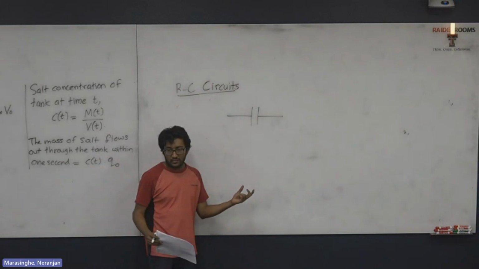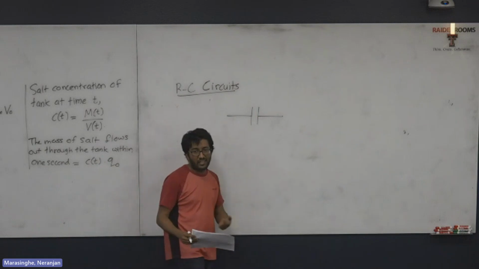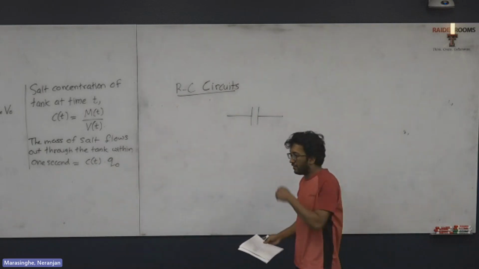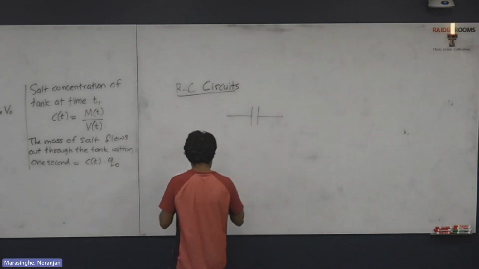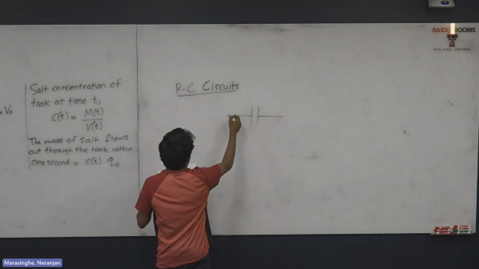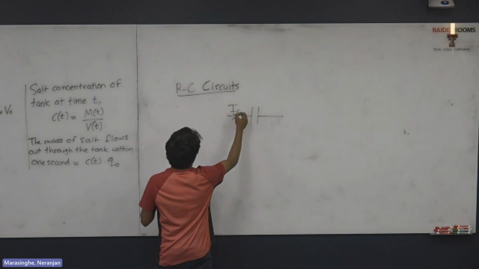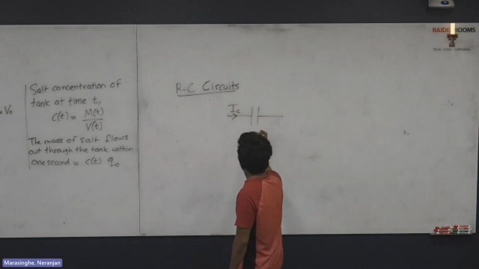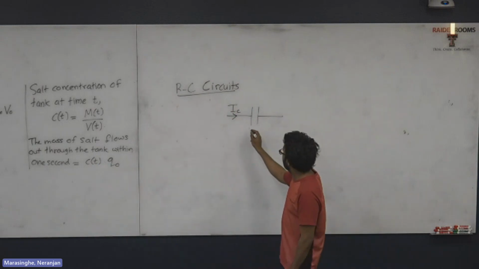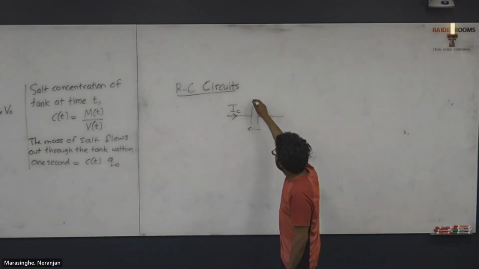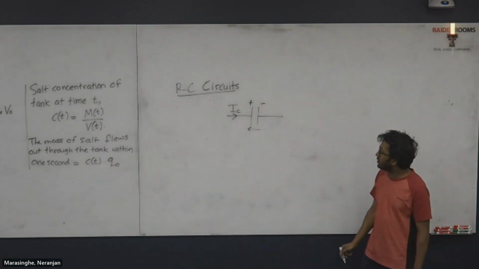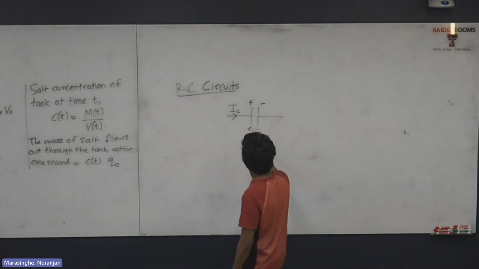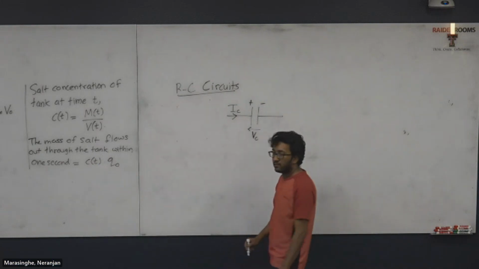It stores charges, and we can generate a current. Suppose current flows to the capacitor like this, then voltage would build up in this direction. That is, this is positive and this is negative. And this voltage I would call VC.